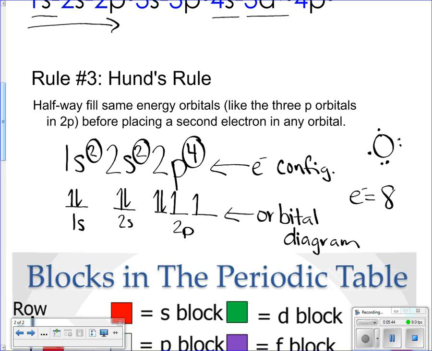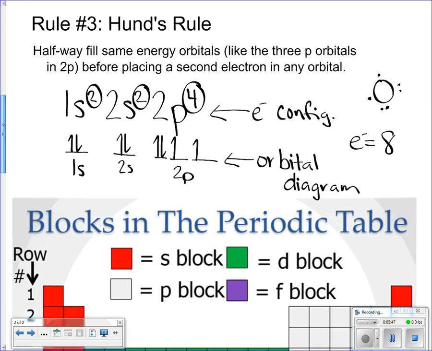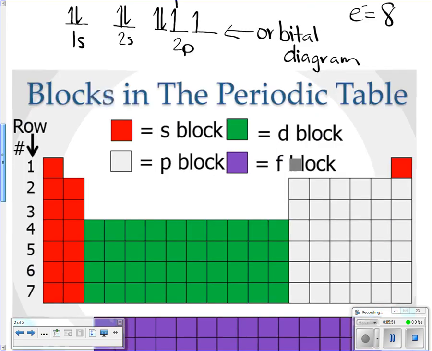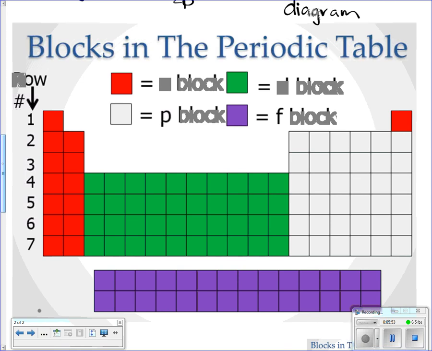Now the periodic table is arranged pretty nicely, and it helps us to write the electron configurations and to draw the orbital diagrams. So here's the periodic table, and it's somewhat divided already into the different sublevels. So you have an S block. The S block is shown in red. The D block is shown in green. The P block is shown in white, and the F block is shown in purple.